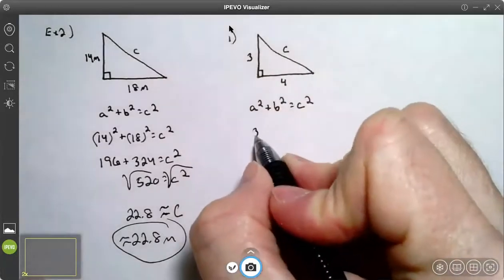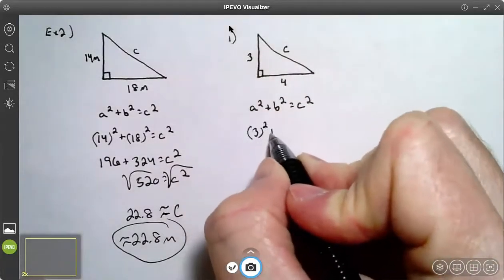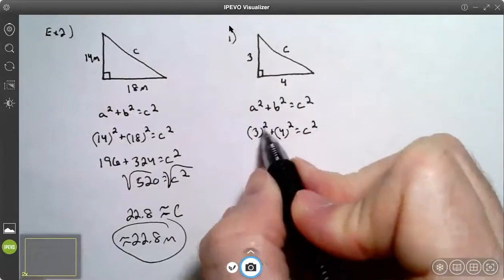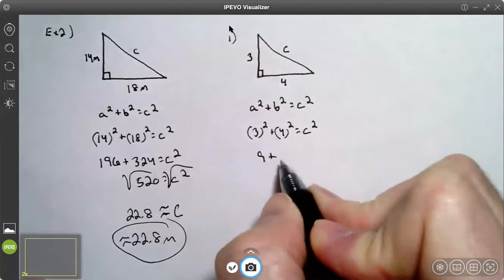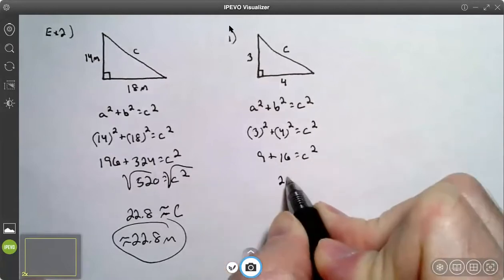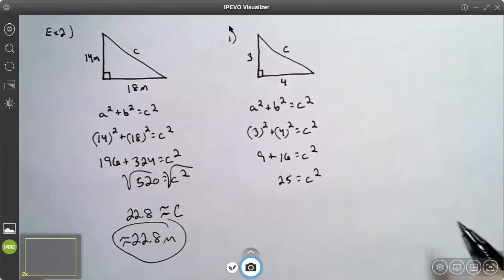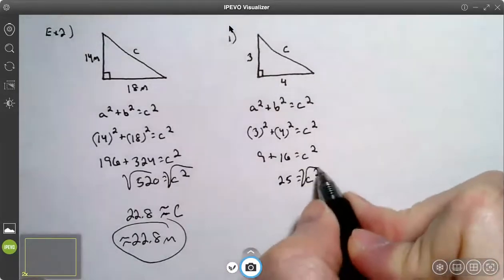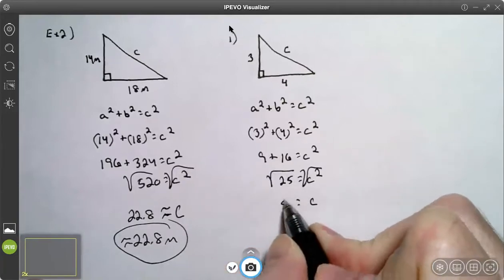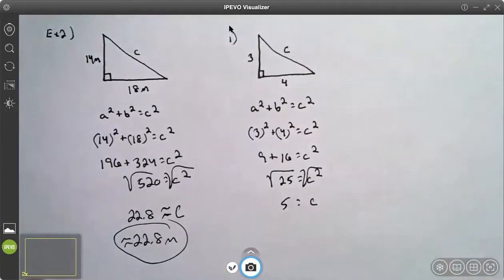Okay, so you should have plugged in your two legs for A and B. Doesn't matter which one's A or which one's B. 3 squared is 9. 4 squared is 16. 9 plus 16 is 25. When I take the square root of both sides, the square root of c squared is c, and the square root of 25 is 5. So your answer is 5.